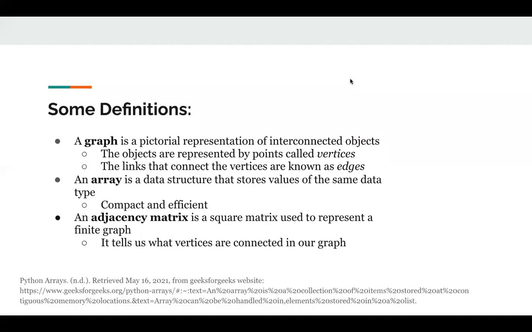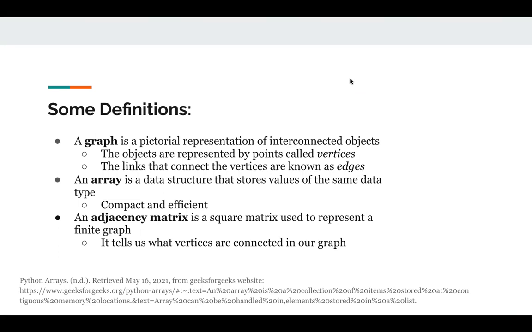Arrays. First, let's start with some definitions. A graph is a pictorial representation of interconnected objects. The objects are represented by points called vertices. The links that connect these vertices are known as edges. An array is a data structure that stores values of the same data type. Arrays are a popular choice amongst programming languages as they store data compactly and efficiently.